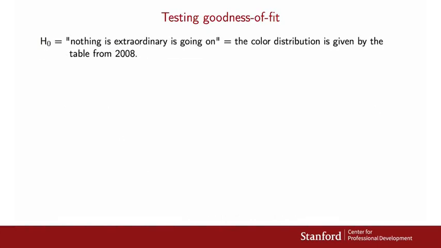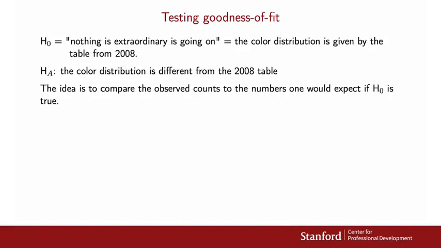As always when testing, we have to think what the null hypothesis is. Remember, the null hypothesis means that nothing special is going on. And in that case, that would mean that the color distribution is still the same that it was in 2008. The alternative hypothesis would be that the color distribution is different. The idea of a goodness of fit test is to compare the observed counts to the numbers one would expect if the null hypothesis were true.